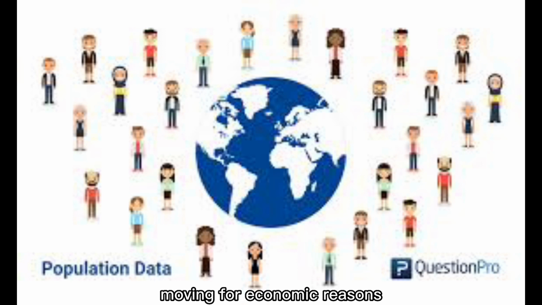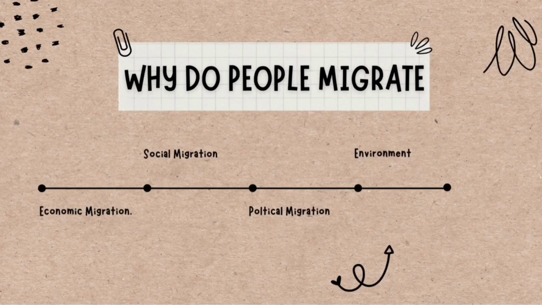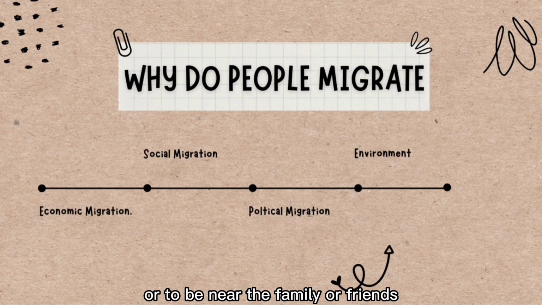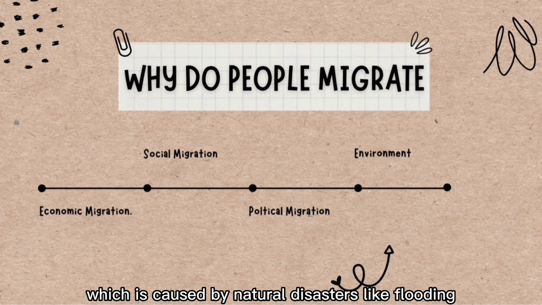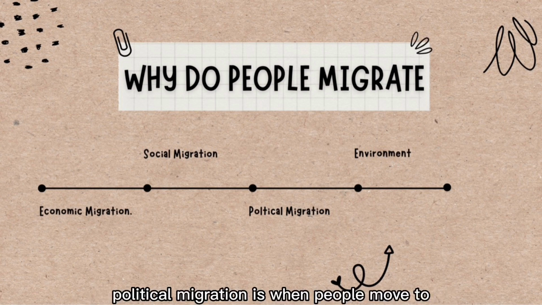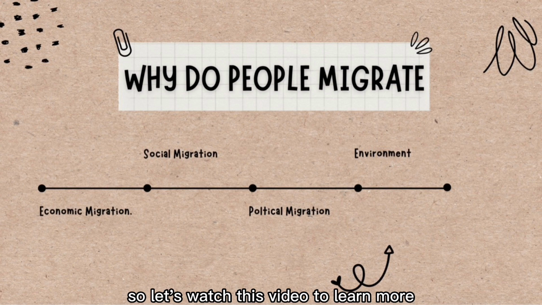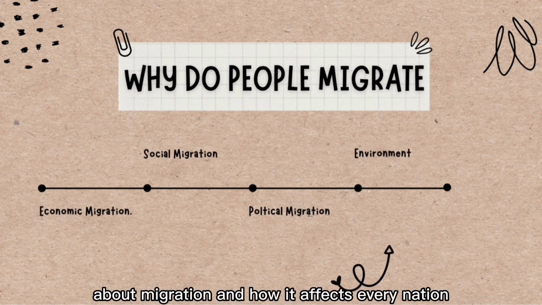Economic migration is moving for economic reasons, such as seeking employment or pursuing a certain career path. Moving somewhere for a better quality of life or to be nearer to family or friends is known as social migration, on the other hand. Finally, there is environmental migration, which is caused by natural disasters like flooding. Political migration is when people move to avoid political persecution or war. So let's watch this video to learn more about migration and how it affects every nation.